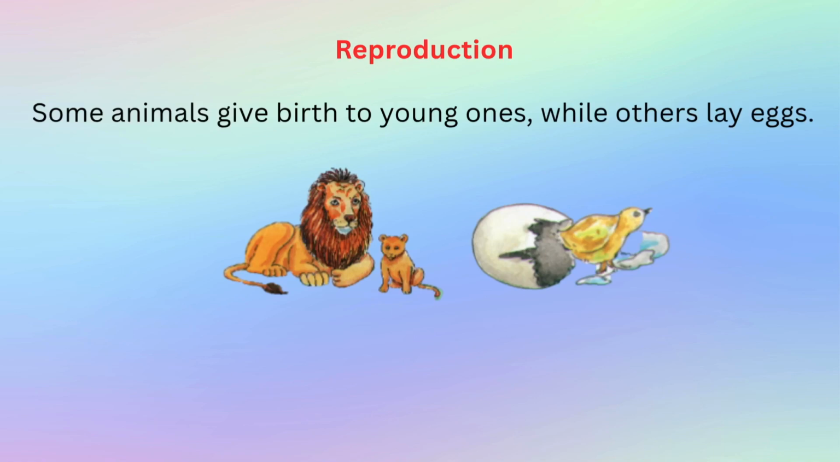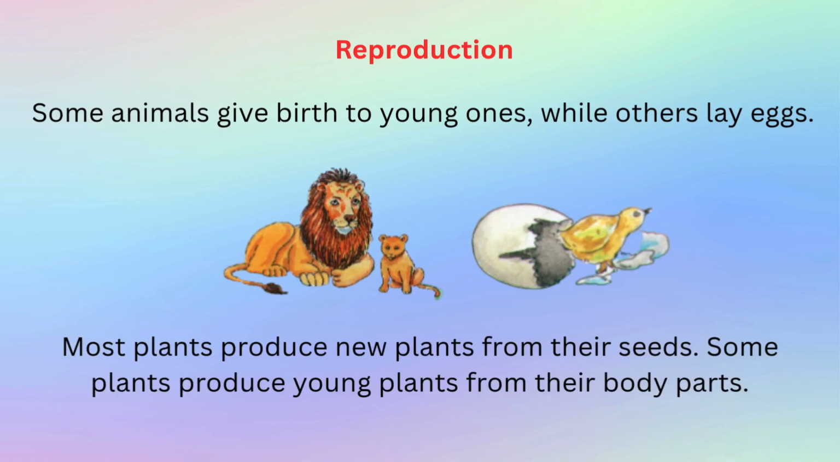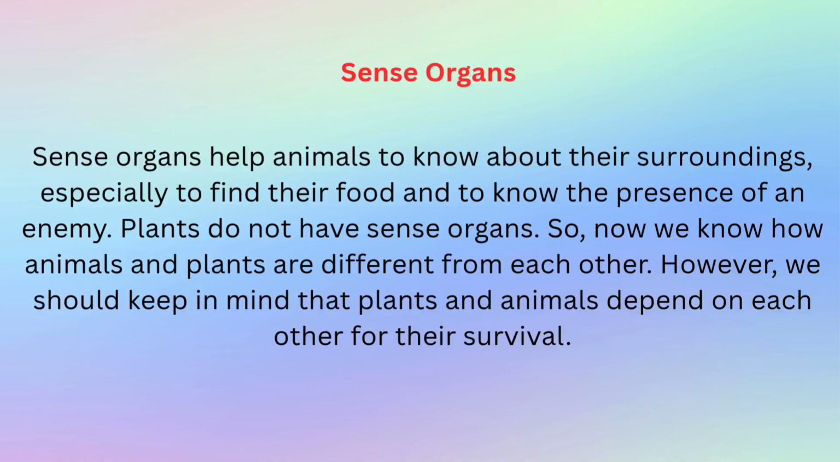Reproduction. Some animals give birth to young ones, while others lay eggs. Most plants produce new plants from their seeds. Some plants produce young plants from their body parts. Sense organs. Sense organs help animals to know about their surroundings, especially to find their food and to know the presence of an enemy. Plants do not have sense organs.